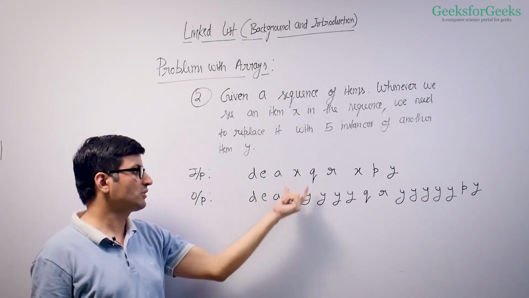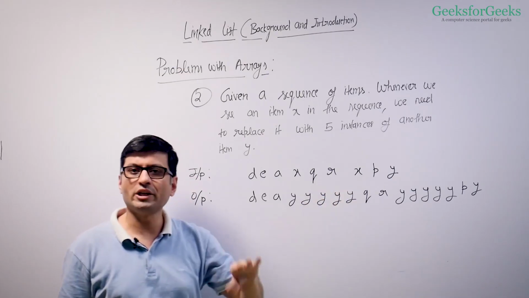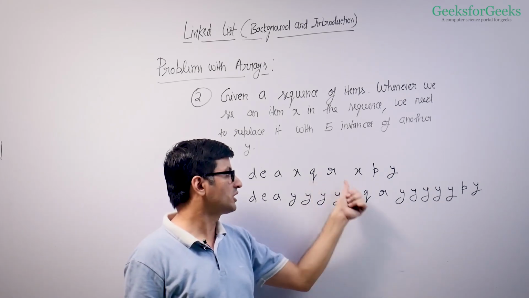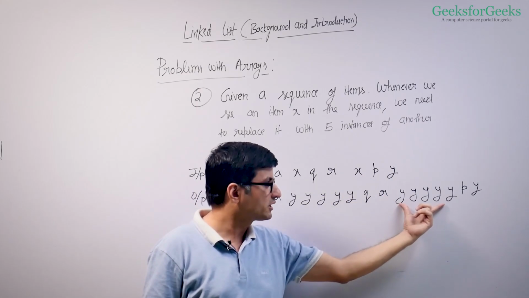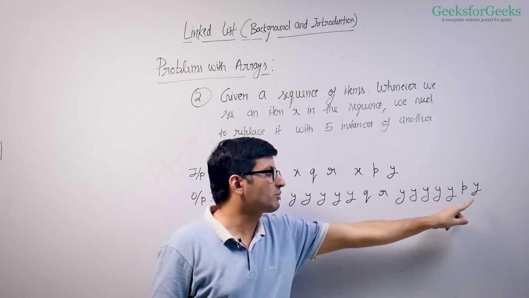Whenever we see X, we replace it with 5 instances of Y. We do not know priorly how many instances of X there are. So when we see Q, we process it, V R, we process it. When we see X, we replace it with 5 instances of Y. When we see P, we process it. When we see Y, we process it.